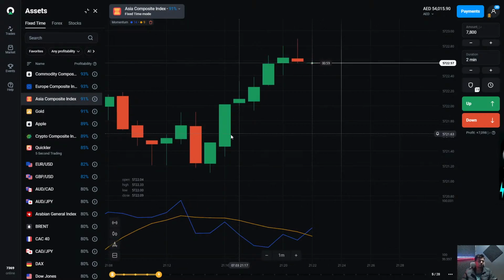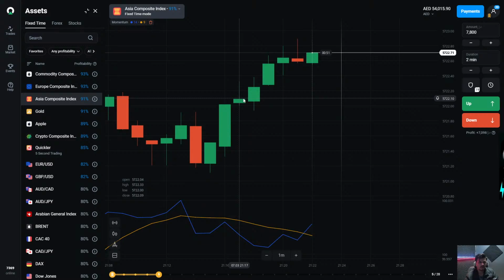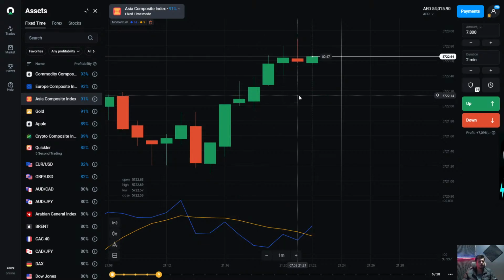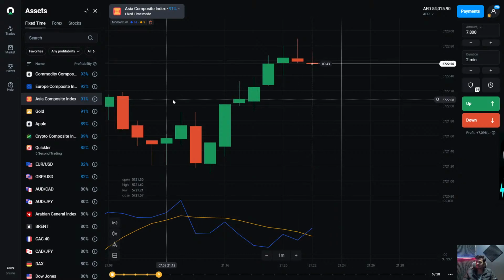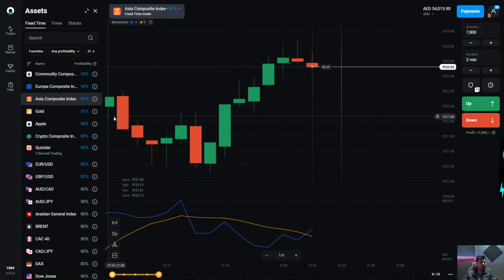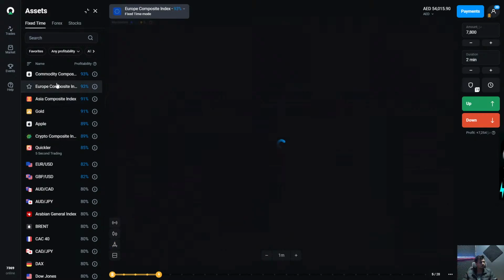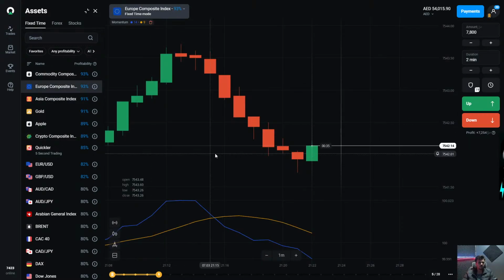So here's a composite index which was moving from here till there, 1, 2, 3, 4, 5, 6 minutes. Guys, you have to wait here. I will make one trade of the highest. So I'm just looking here for what perfect time I can make this trade. Maybe I will make it on the Euro Composite Index.